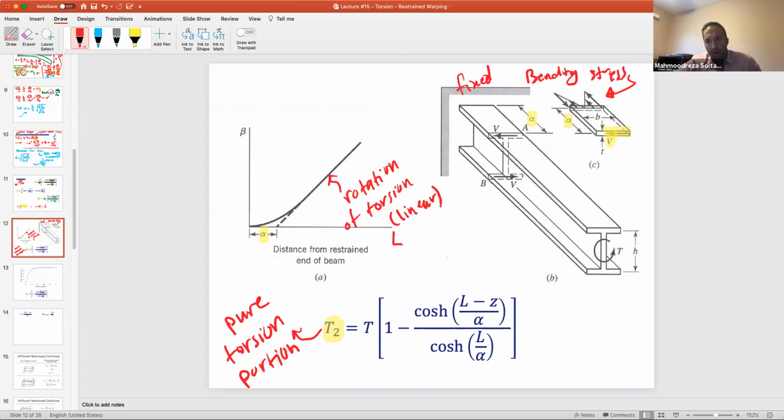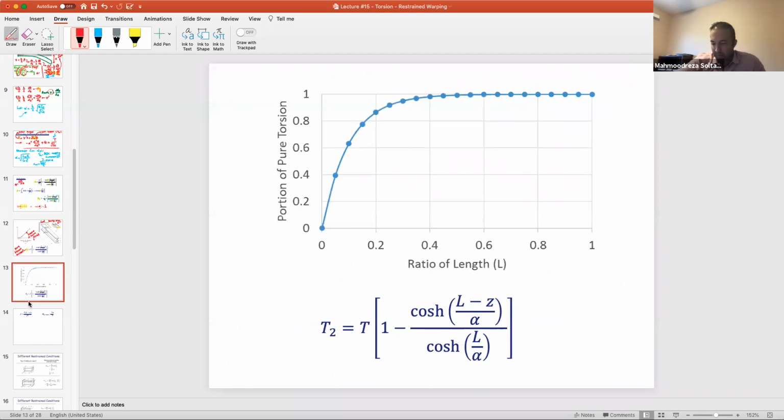So if you draw this, look at the next page. If you draw this T2 over T, right? Because you have the T2 here and you have the T here. So this graph is what? Portion of the pure torsion, meaning it is T2 over T on the y-axis and the ratio of the lengths, Z over L, basically. Z over L. If you draw this for alpha equal to 1, okay?